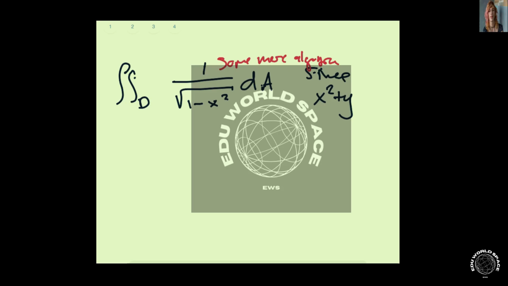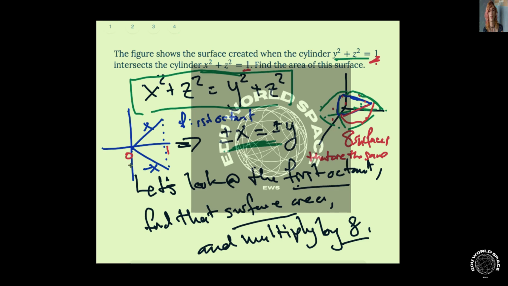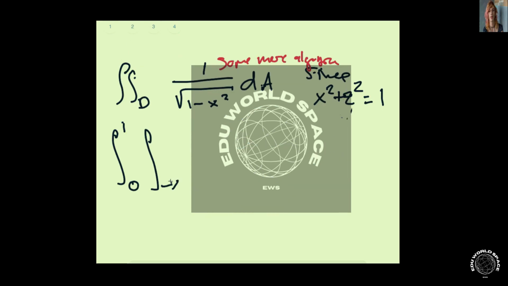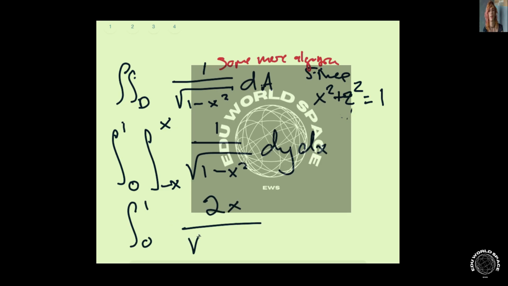Okay, and the reason why is because of the relationship that we've been using, right? x squared plus z squared is equal to 1. Okay, so let's continue this integral. We're going to integrate with respect to y and then x. So we see in the first picture here that our x's are ranging between 0 and 1. Our y's are ranging between negative x and x. Doing our integration, we can see that we get 2x dx.